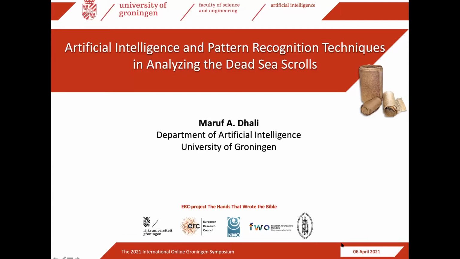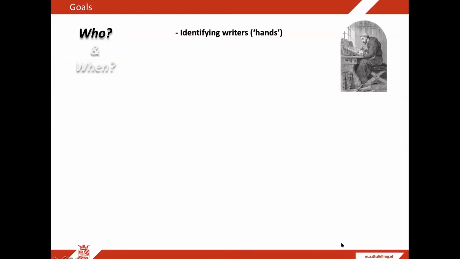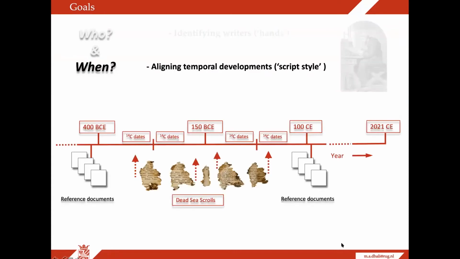So I am a PhD candidate in this project, and I will briefly explain all the small technical parts that we use in this project. So I will start with the goal. So the goal is the same as the whole project, also at the AI part, to find the two answers, who and when, for this DCS course manuscript.